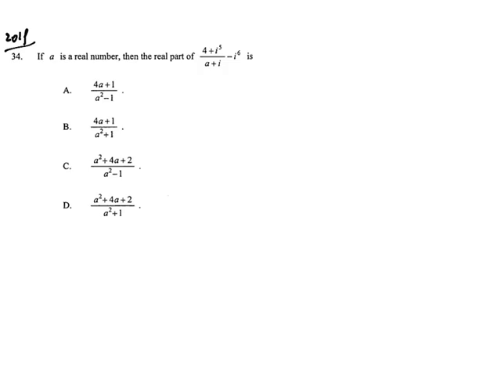2019 Paper 2 Question 34, complex number. A is a real number, and we need to find the real part of this expression. First, we need to change this big index into a small index of the complex number i.